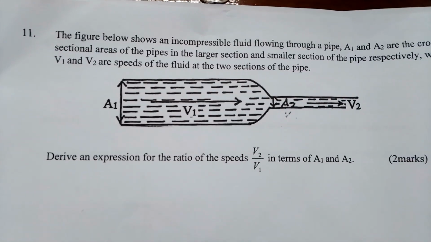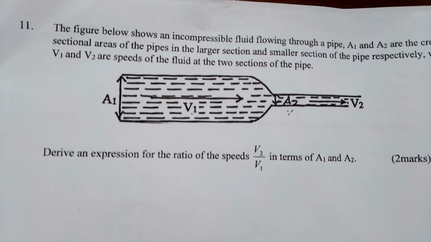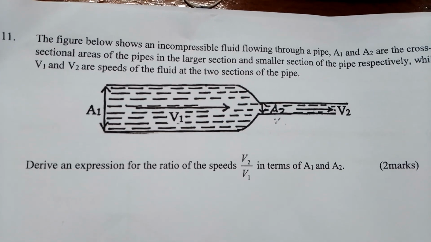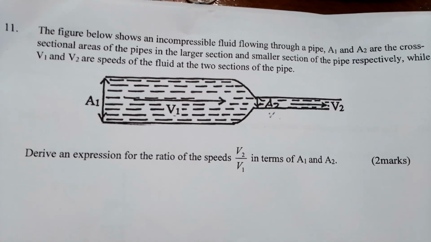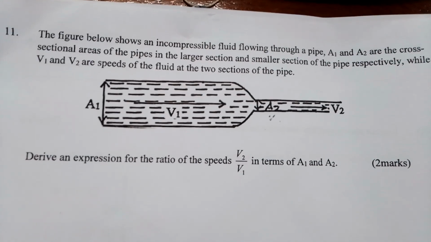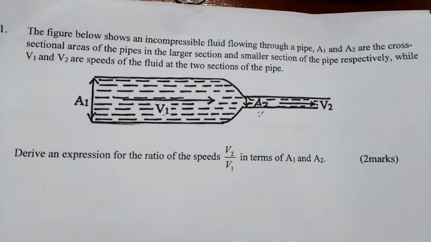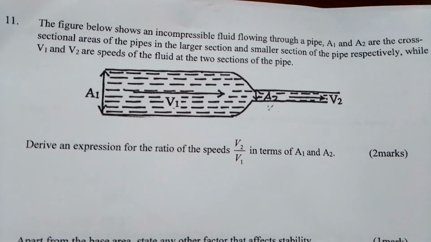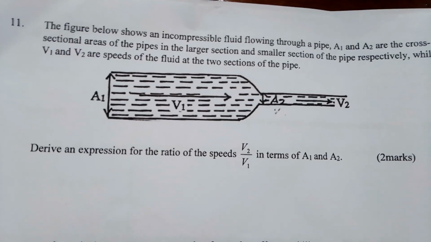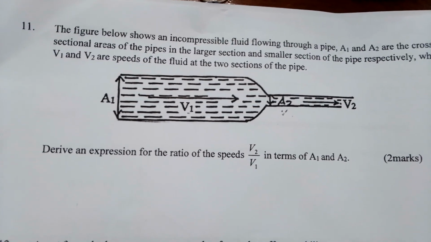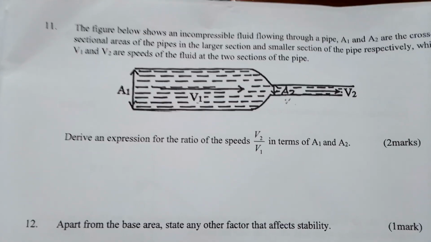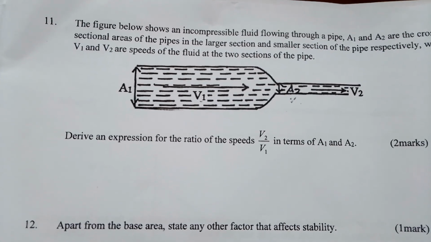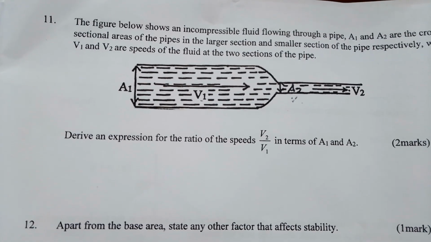Then we have question 11. The figure below shows an incompressible fluid flowing through a pipe. A1 and A2 are the cross-sectional areas of the pipe in the larger section and smaller section respectively, while V1 and V2 are speeds of the fluid at the 2 sections of the pipe. As you can see on the diagram, I think it is self-explanatory. You have been told to derive the expression of the ratio of the speeds V2 over V1 in terms of A1 and A2, 2 marks.